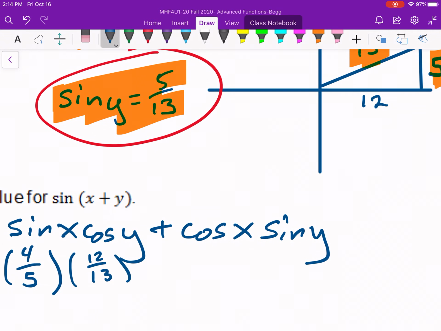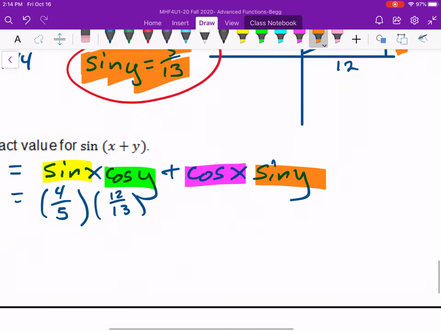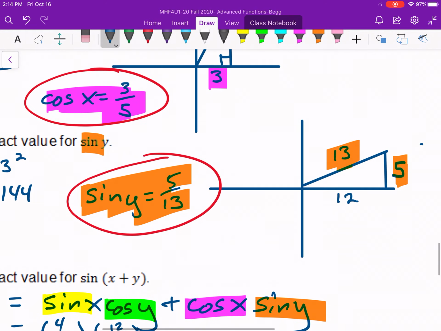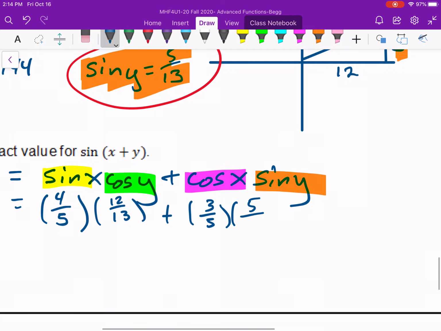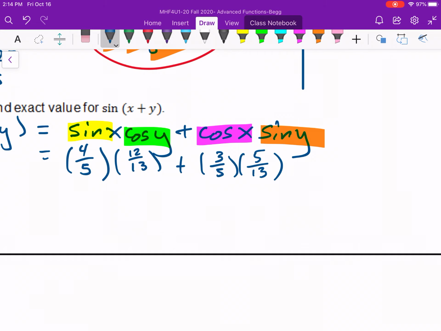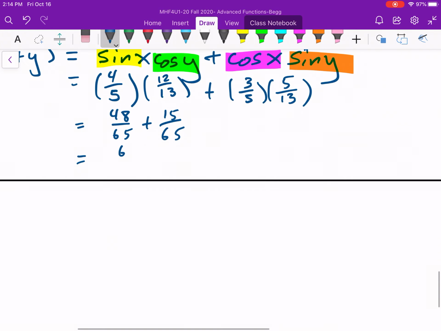In fact, why don't I even highlight these again? Yellow, green, purple, orange. What I highlighted in purple is my cos x, which turned out to be 3 over 5. And what I highlighted in orange is my 5 over 13 sine y. Now I just have to combine these fractions, so I follow order of operations and multiply. I get 48 over 65 plus 15 over 65. Add, because I've got common denominators, and I get 63 over 65. And that can't be reduced anymore, so that would be my answer for part C.